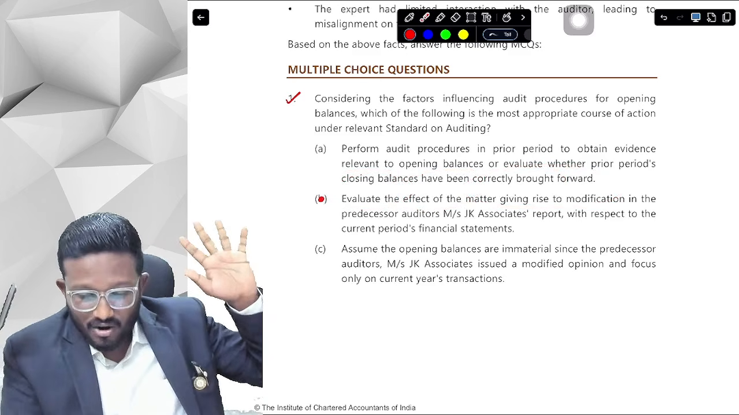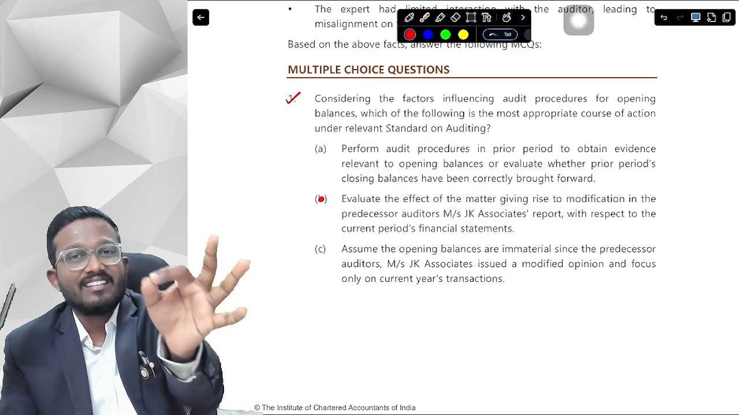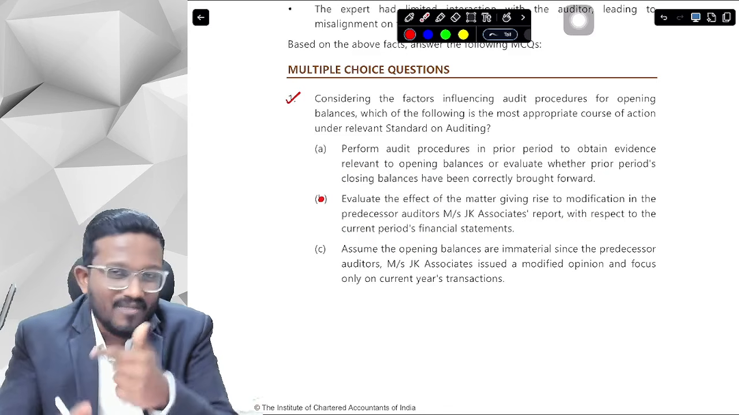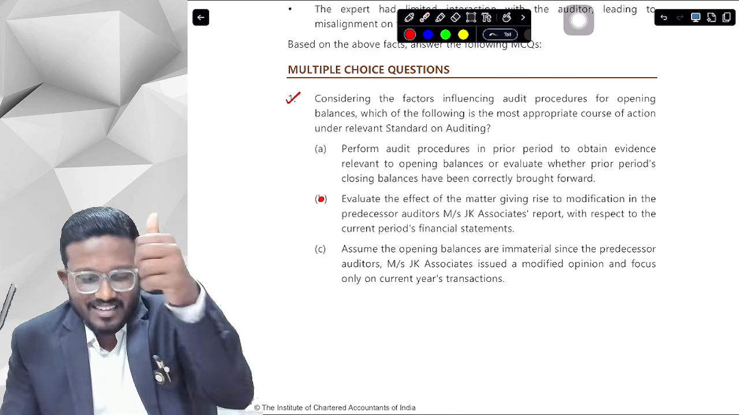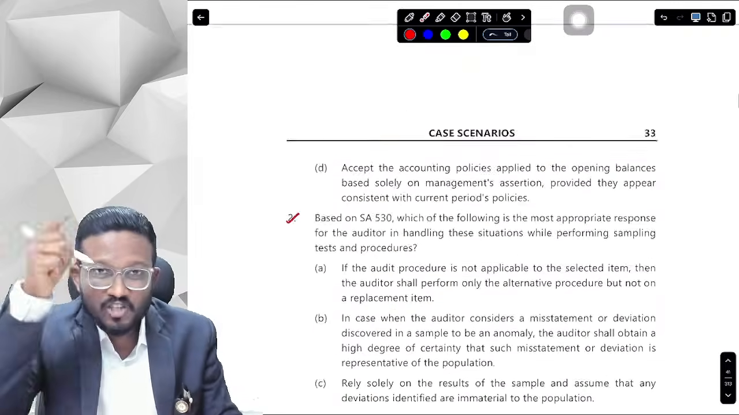So what we need to do, sir, is evaluate the effect of the matter that gave rise to the modification in the predecessor auditor's report with respect to the current year financial statements, and if we think that it is affecting the current year financial statements, then we need to modify our opinion as well. Okay, yes sir. So this is your most appropriate course of action. Remember that in most appropriate questions you need to check all the options.